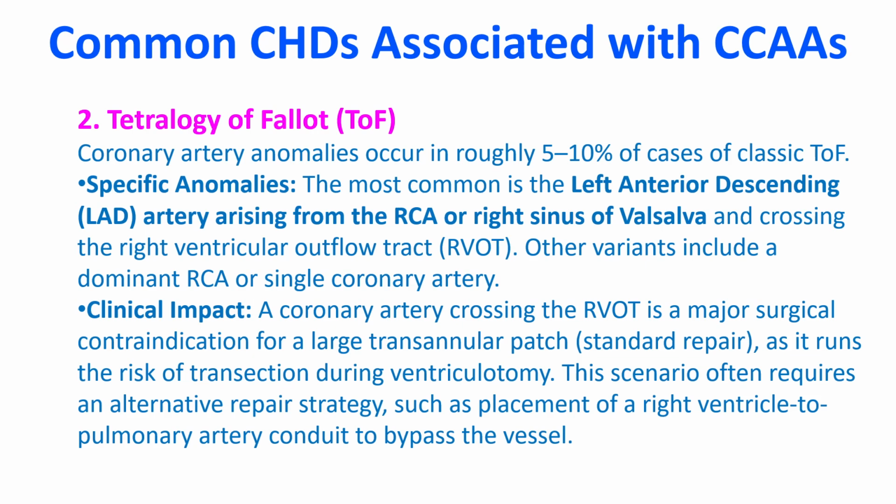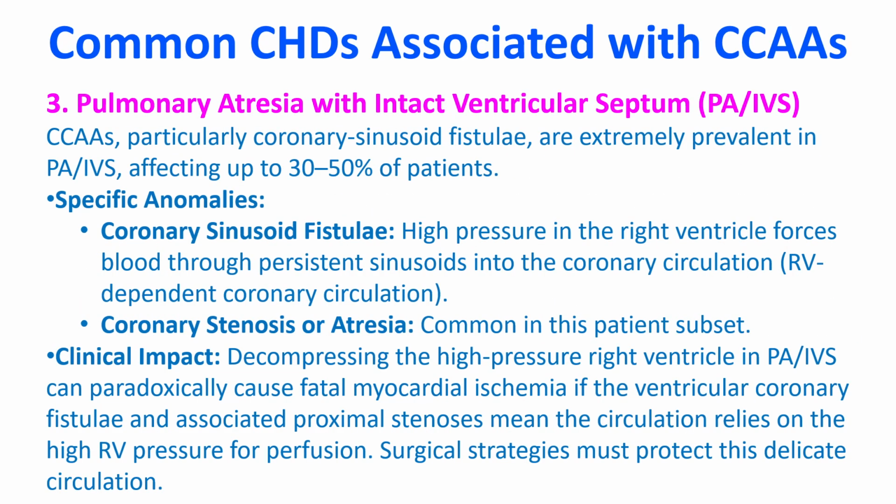A coronary artery crossing the RVOT is a major surgical contraindication for a large transannular patch, as it runs the risk of transection during ventriculotomy. This scenario often requires an alternative repair strategy, such as placement of a right ventricle to pulmonary artery conduit to bypass the vessel. Congenital coronary artery anomalies, particularly coronary sinusoidal fistulae, are extremely prevalent in pulmonary atresia with intact ventricular septum, affecting up to 30 to 50% of patients.